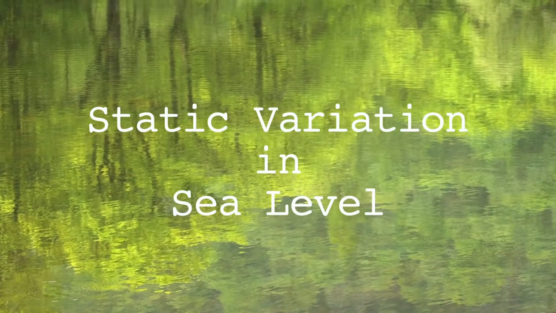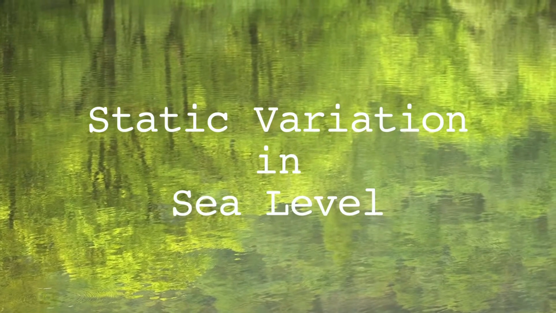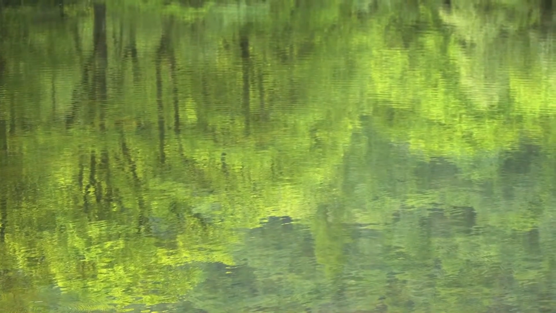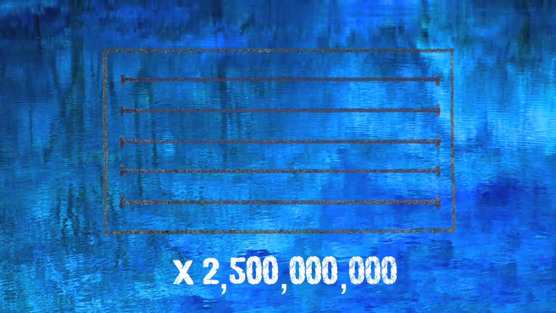Every year, a tremendous amount of water moves between the continents and the ocean, enough to cause the entire ocean to fall and then rise again by an average of 1.7 centimetres. That might not sound like a lot, but it's enough to fill nearly 2.5 billion Olympic swimming pools.